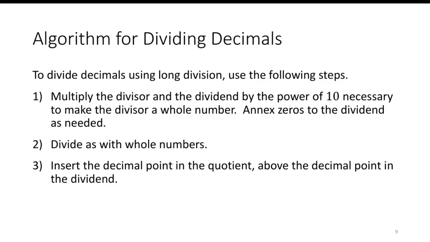To divide decimals using long division, we first multiply the divisor and dividend by a power of 10, the power of 10 necessary to make the divisor a whole number. So whatever we're dividing by, we want that to be a whole number. Annex zeros or add zeros to the dividend as needed. Then we divide as we do with whole numbers and insert the decimal point in the quotient above the decimal point in the dividend.